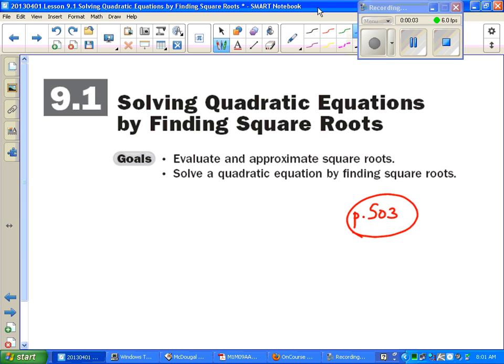Today we're looking at section 9.1, solving quadratic equations by finding square roots. A couple goals. First one, evaluating and approximating square roots. The second one is to solve a quadratic equation by finding square roots, beginning on page 503.